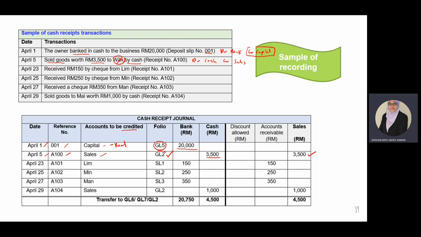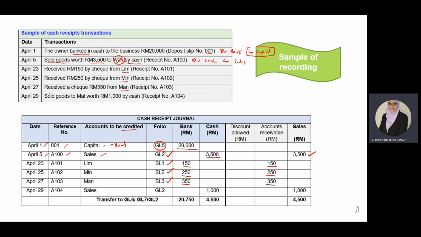April 23rd, 25th, and 27th are the transactions related to the check received from your customer. By check. Again, these accounts are already open, so you just use the same code SL123 and record in the bank column since you receive by check. And don't forget to update also your accounts receivable. This is to check later on whether this amount has been recorded in the accounts receivable or not, because this transaction is related to Lien, Min, and Month. So later on, you have to check Lien, Min, and Month whether this amount has been recorded also or not.